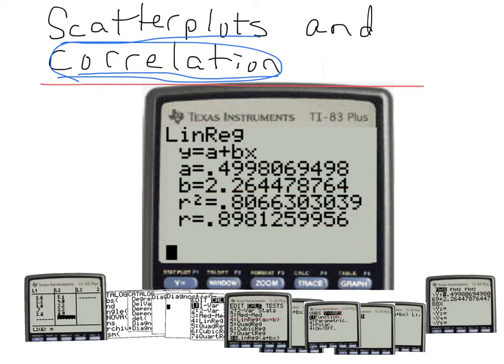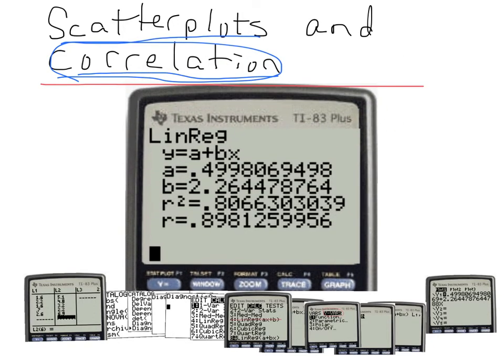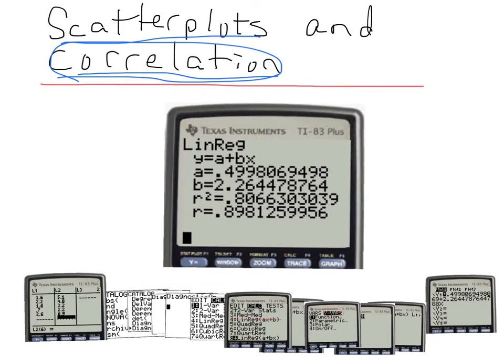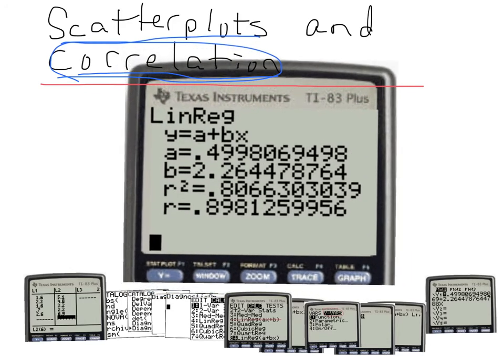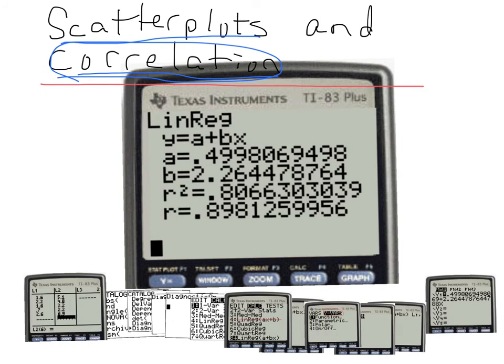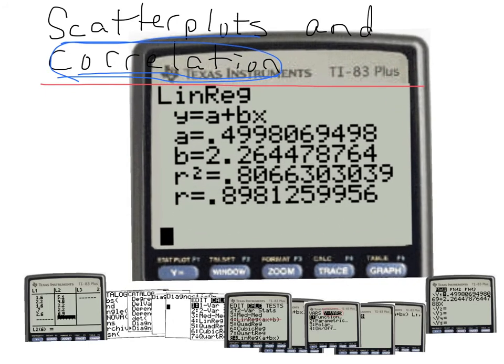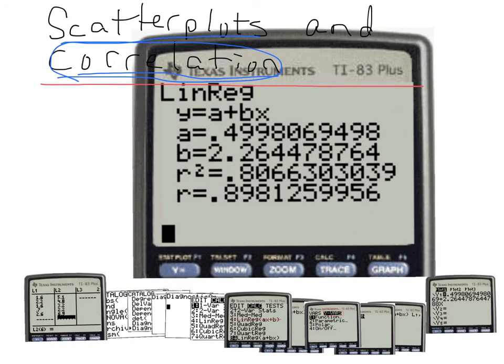is, first and foremost, it's telling you what the A and the B are. And the A and the B are the y-intercept and the slope as they've always been. And that's going to have more specific definitions next week. And then it tells you this r and the r squared. And this is what we were gunning for here. We were looking to get that r number.